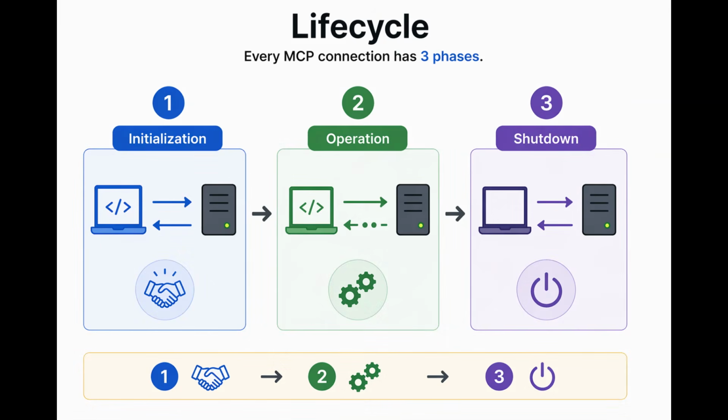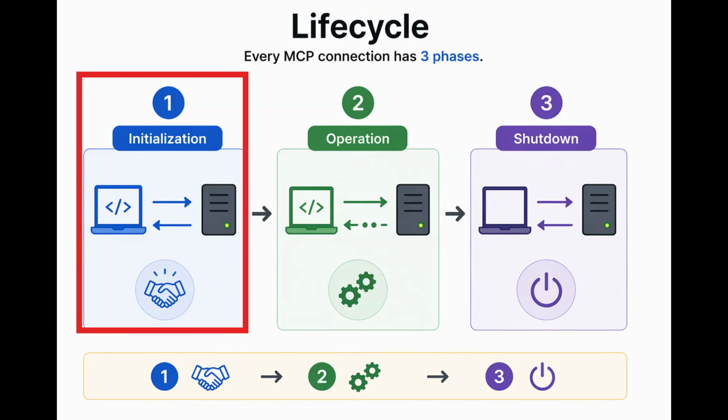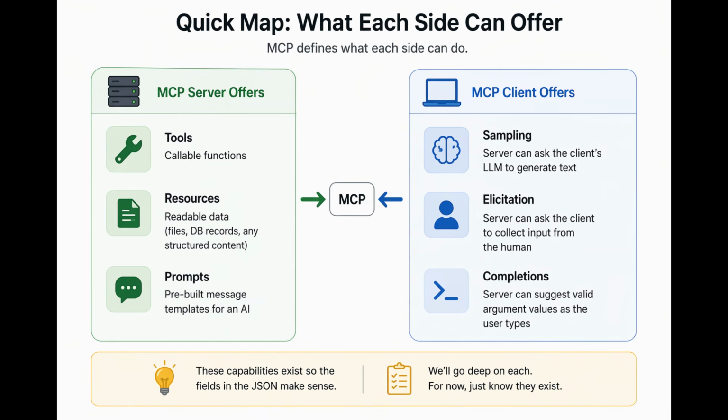Now, the lifecycle. Every MCP connection goes through 3 phases: initialization, operation, shutdown. Quick map before we read the JSON. MCP defines what each side can offer. Servers advertise tools, callable functions; resources, readable data, files, database records, any structured content; and prompts, pre-built message templates for an AI. Clients advertise sampling. The server can ask the client's LLM to generate text. Elicitation. The server can ask the client to collect input from the human. And completions. The server can suggest valid argument values as the user types. We'll go deep on each. Right now, you just need to know they exist.